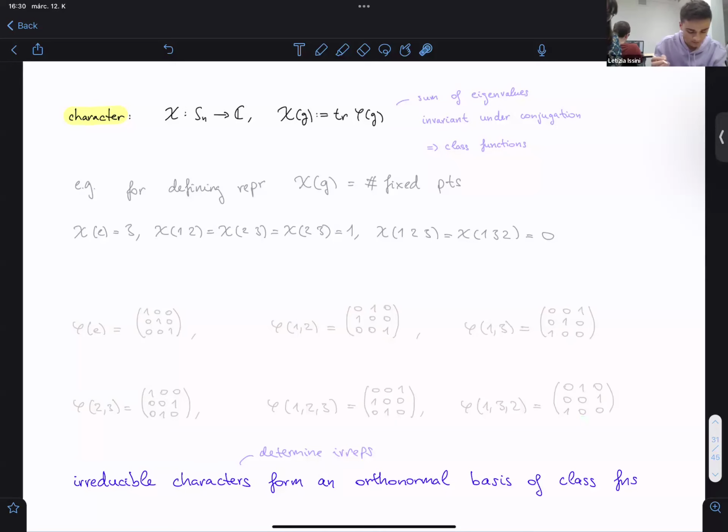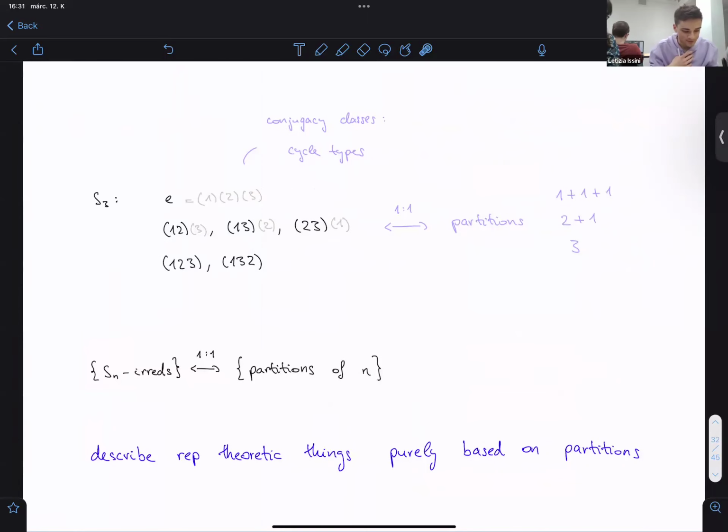And it's, again, a general fact about finite groups. Oh, sorry, before that, I should mention that the trace is the sum of eigenvalues, so it's invariant under conjugation. And so the character is constant on conjugacy classes, i.e. it's a class function, as we saw here. And in general, for finite groups, irreducible characters determine irreducible representations and form an orthonormal basis of class functions.